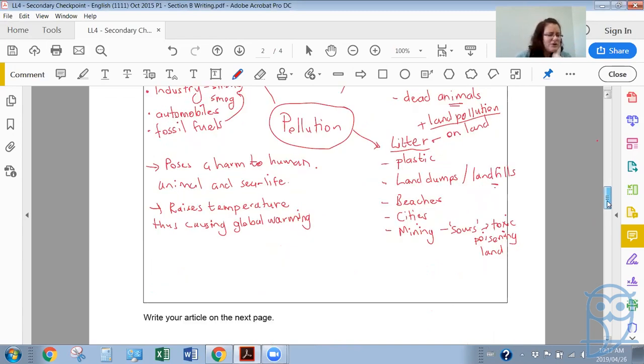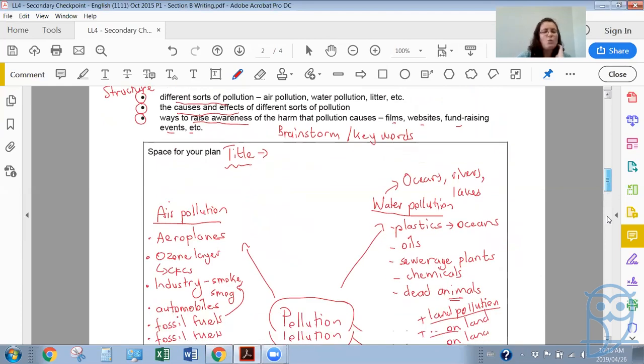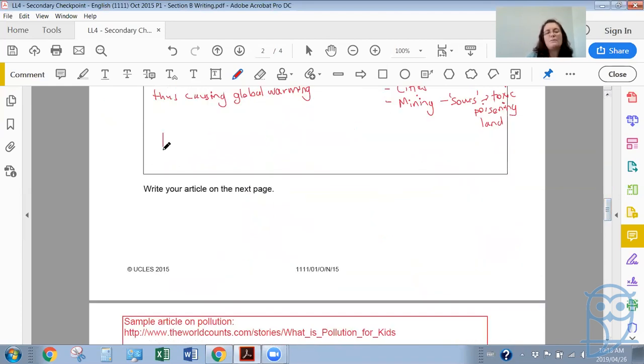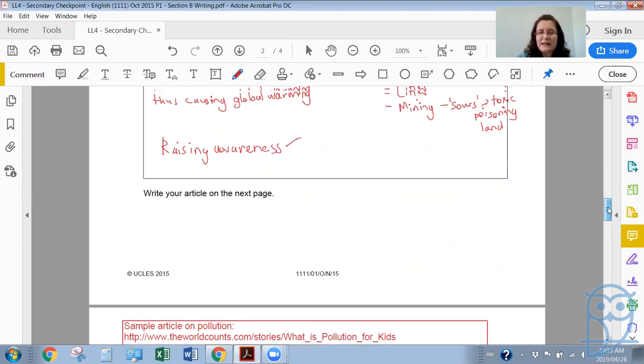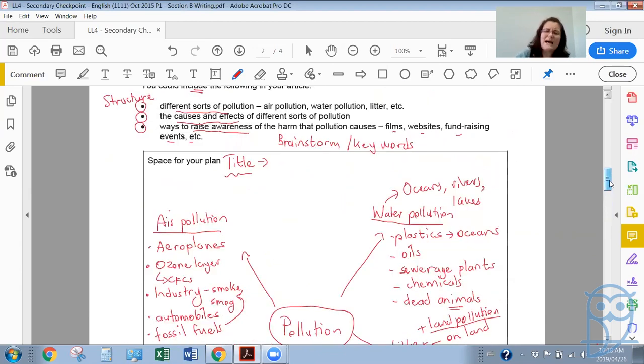Okay, so now the last part that we haven't tackled, the third bullet point, raising awareness. Okay, so how would you go about raising awareness? Okay, what are some keywords that spring to mind about raising awareness? Okay, now they have given us some in terms of films and websites and fundraising events.